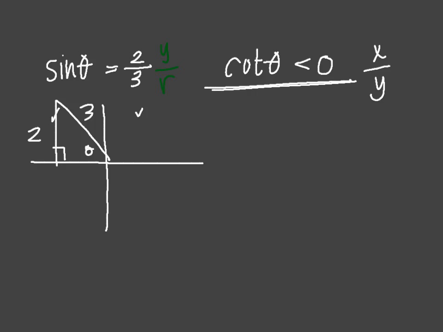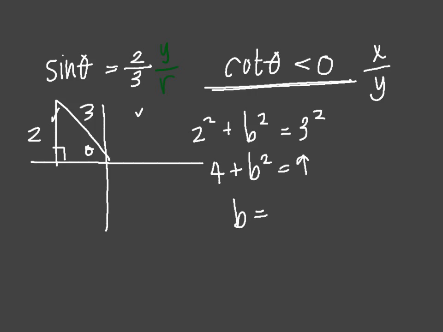Now I have to do a little bit of extra work to find the x value. So I'm going to use Pythagorean theorem. I'm going to do 2 squared plus whatever the base of this thing is equals 3 squared. So 4, that's 2 squared, plus b squared equals 9. So I know that b has to be the square root of 5. Hopefully you guys got pretty good at Pythagorean theorem from when we had conic sections.